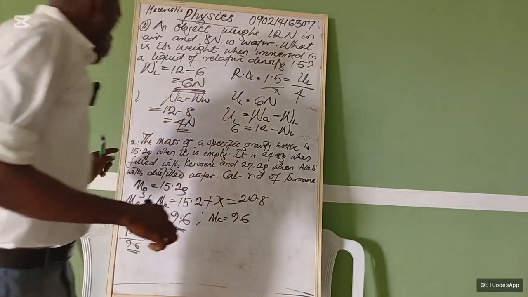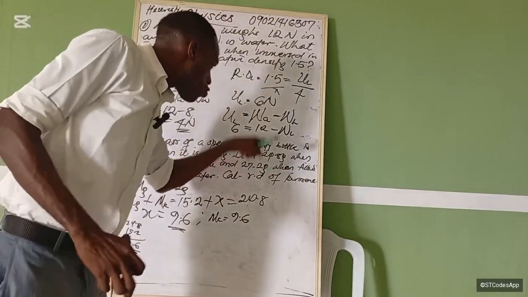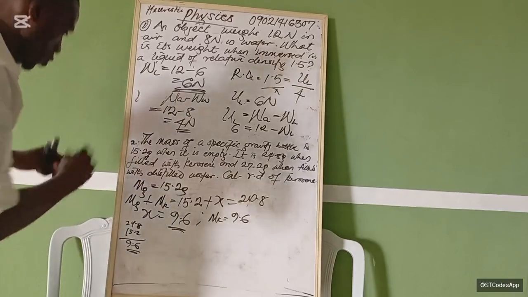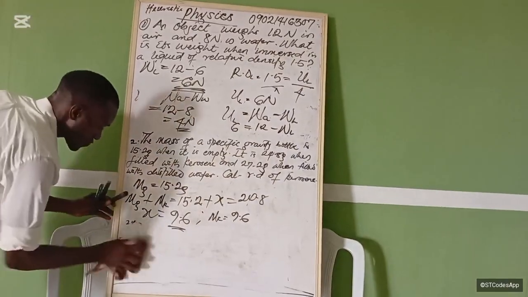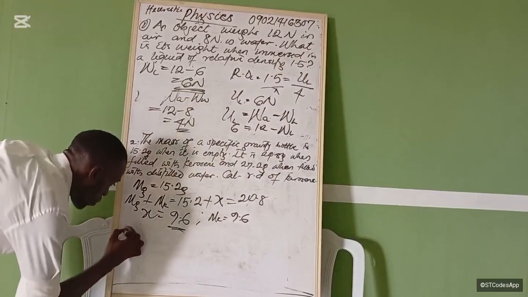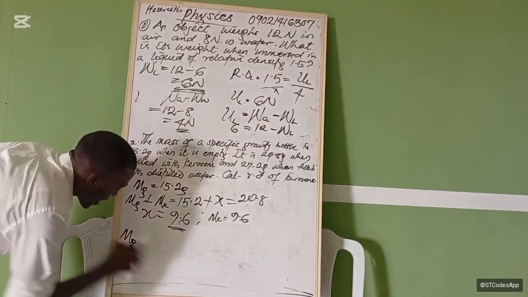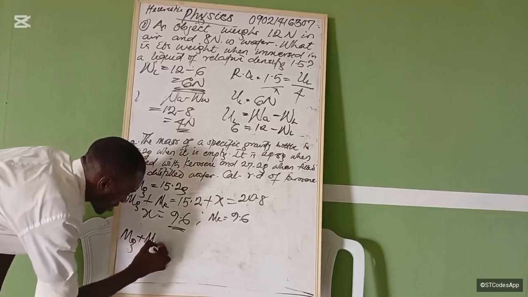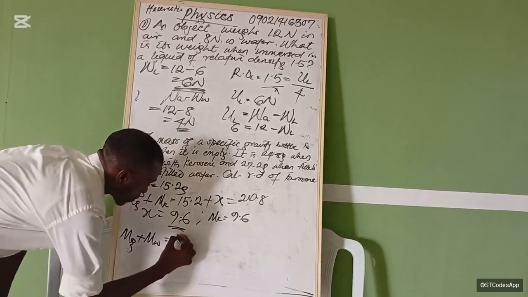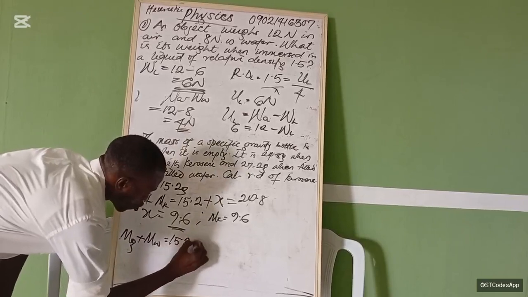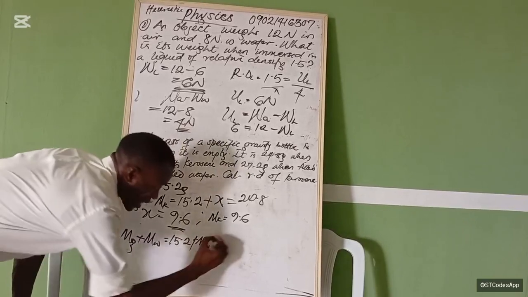And 27.2 when filled with distilled water. The same way you did that, if you fill it with distilled water, the mass you will get will be the mass of the bottle plus the mass of distilled water, and that becomes our 15.2 plus a particular mass of distilled water will give you what?